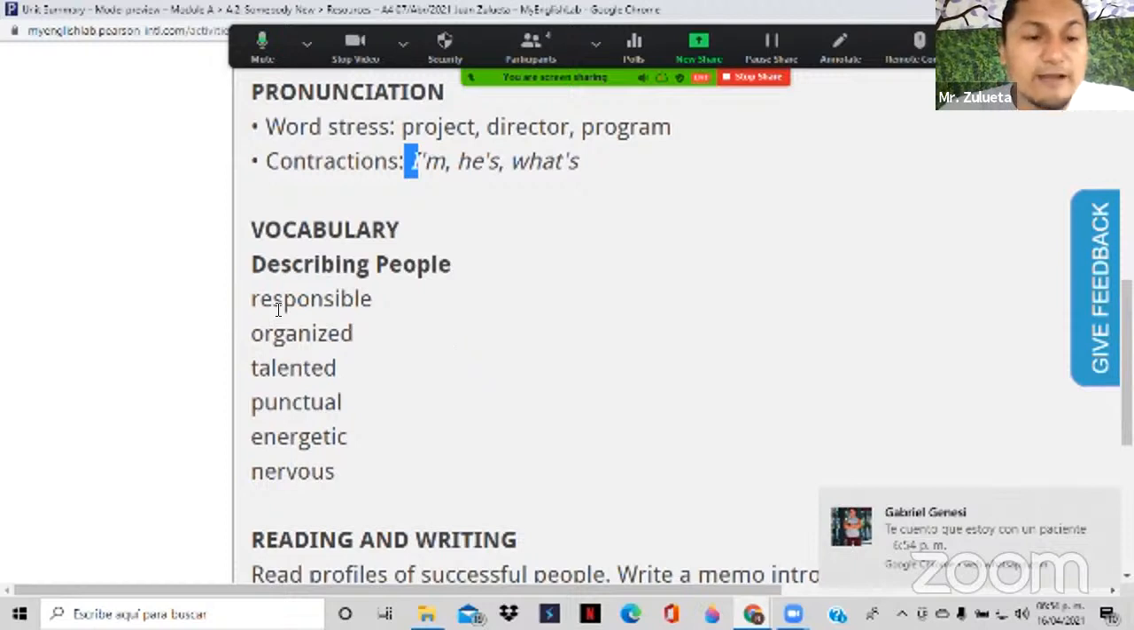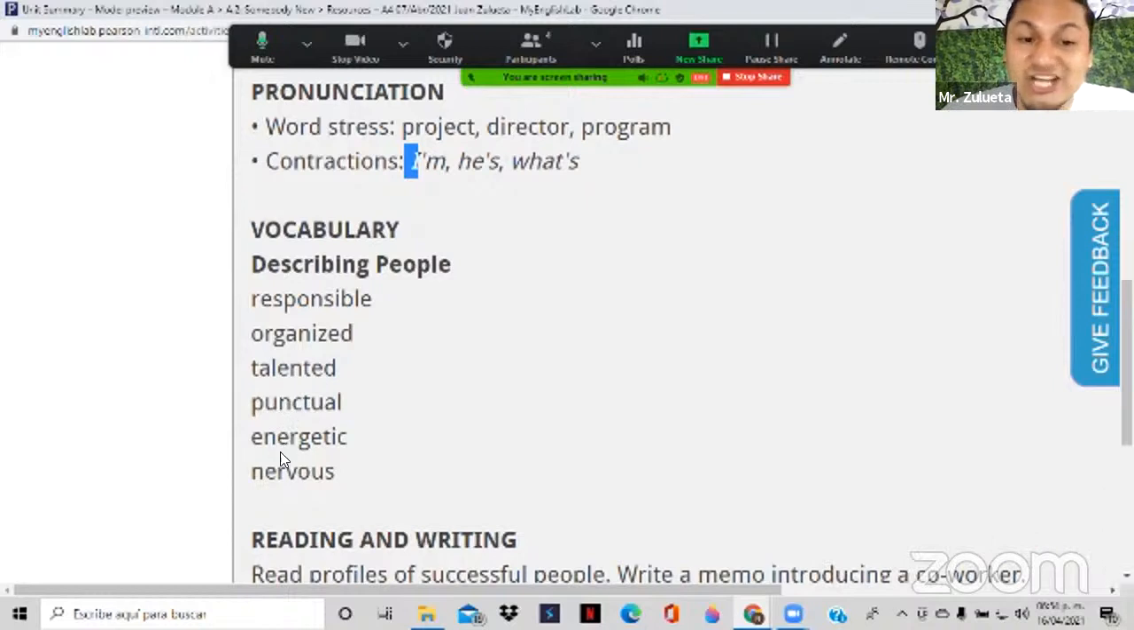Vocabulary describing people, okay? He is responsible, organized, talented, punctual, energetic, okay? That's the way I say it, but we will perhaps have a different pronunciation of this word, energetic. That's the one that you may also hear today, energetic. The T sounds like a R, energetic. That would be the British way. And we have nervous, I'm nervous.